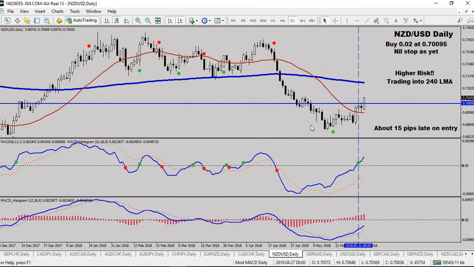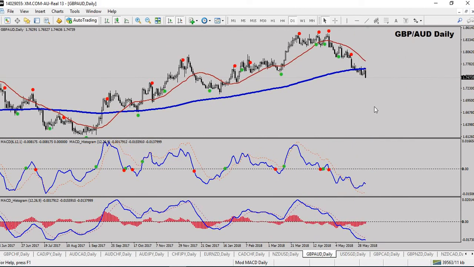New Zealand, I'm in a buy here, looking all right, as you can see. Again, aiming for that 240 LMA. Pound Aussie, nothing happening there.